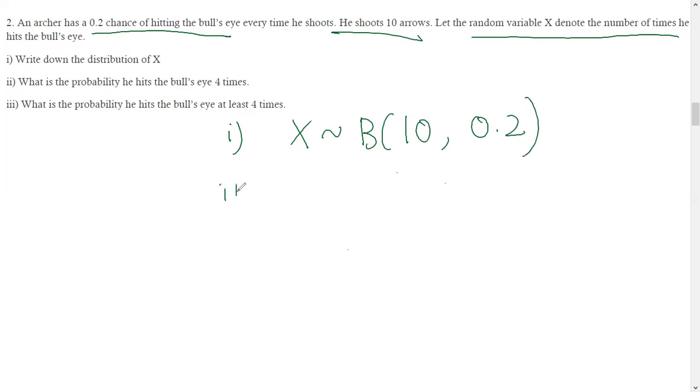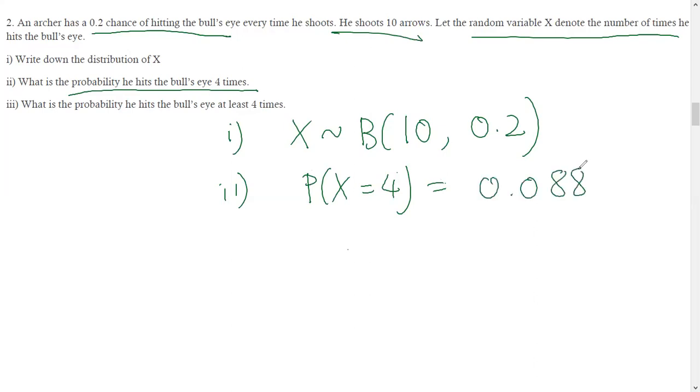Part 2, what is the probability of him hitting the bullseye 4 times? So this will be P(X = 4). You press the calculator, it must be PDF. It should be 0.0881.